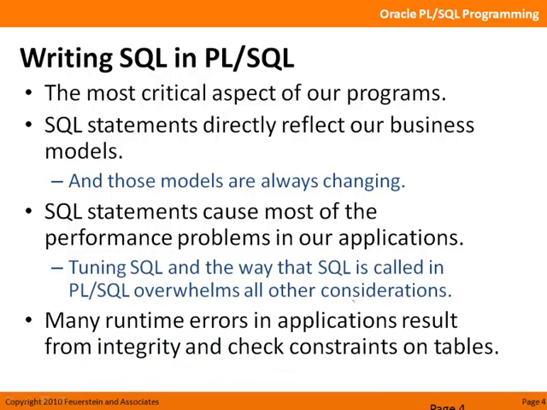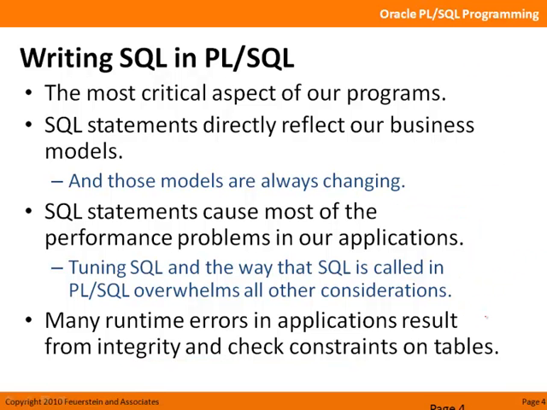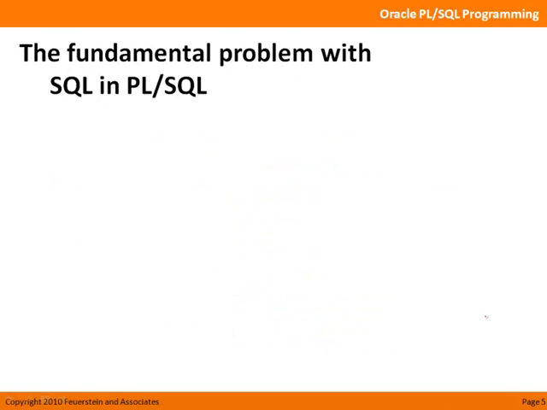Finally, many runtime errors that occur in applications result from integrity and check constraints on tables. So the way we define our tables, the way the data is put into those tables, generally has a lot to do with the error management in our applications. So the structure of the business itself modeled in SQL, critical performance aspects, and lots of runtime error issues. This is really, really important stuff, as I'm sure you'd agree.